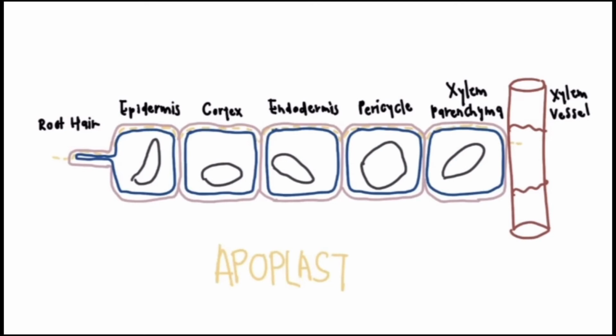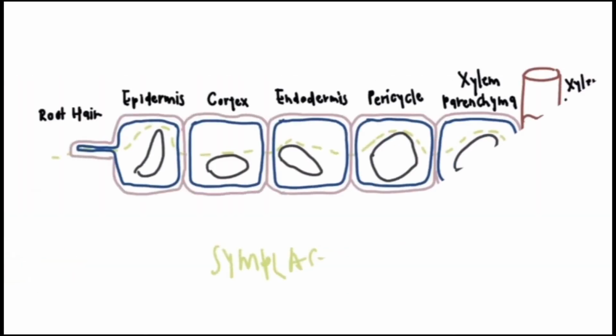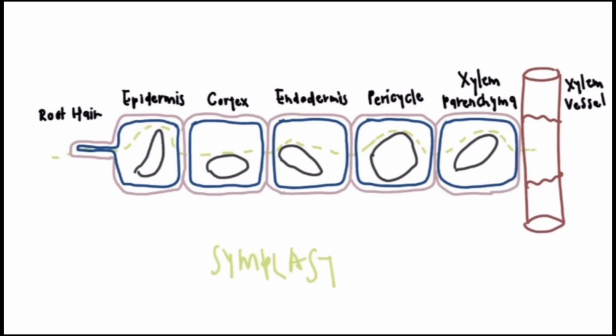Apoplast refers to the non-protoplasmic components of a plant, including the cell walls and the intercellular spaces. In a simpler term, apoplast pathway is when water and minerals are transported from root hair to xylem vessel through cell wall. The second method, which is the symplast. Symplast refers to the continuous network of protoplasts of a plant, which are interconnected by plasmodesmata. Symplast pathway is when water and minerals are transported via cytoplasm, unlike apoplast pathway where water and minerals are transported through cell wall.